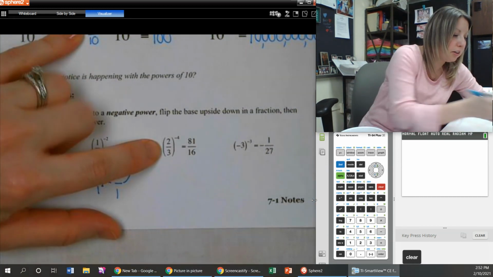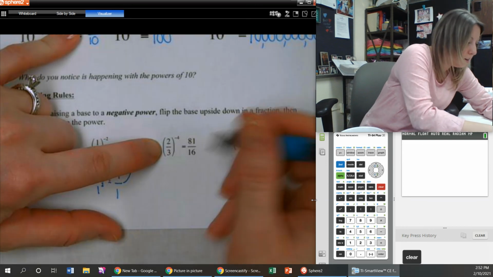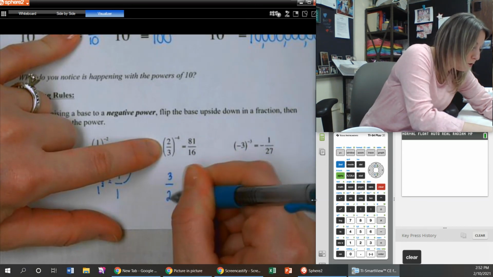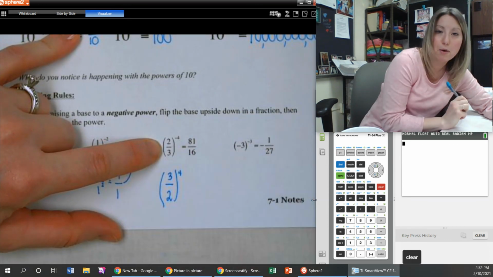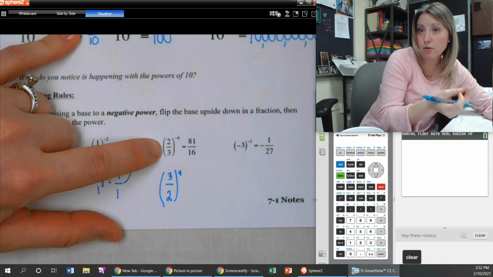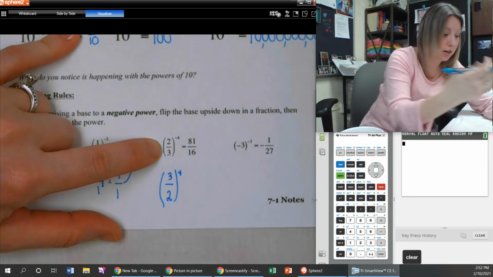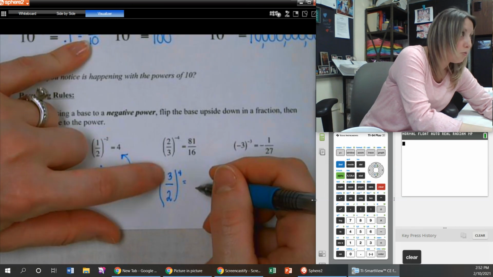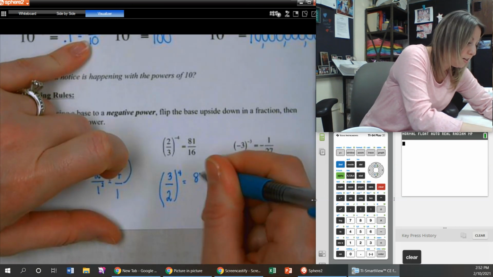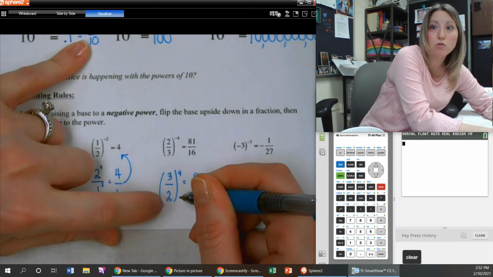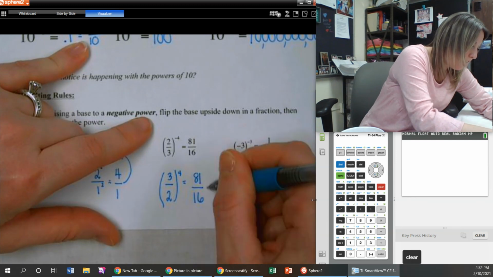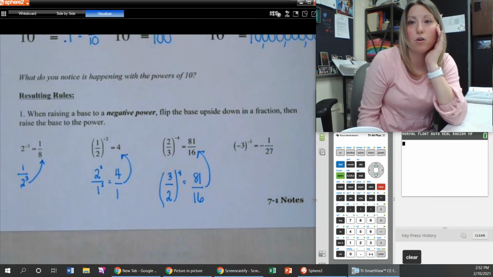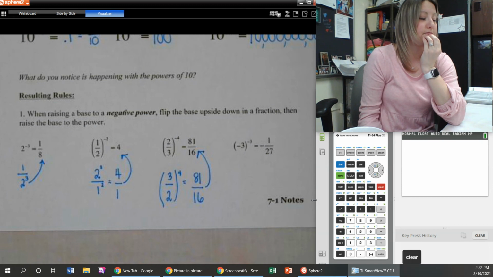Now, if you've got something like this, the whole fraction is being raised to the negative 4, flip the fraction first, then raise everything to the 4th power. That flip of the fraction is what takes care of the negative piece. So you get 3 times 3 times 3 times 3, that's 81 on top. 2 times 2 times 2 times 2, that's 16 on the bottom. There is where I get 81/16 as my answer.